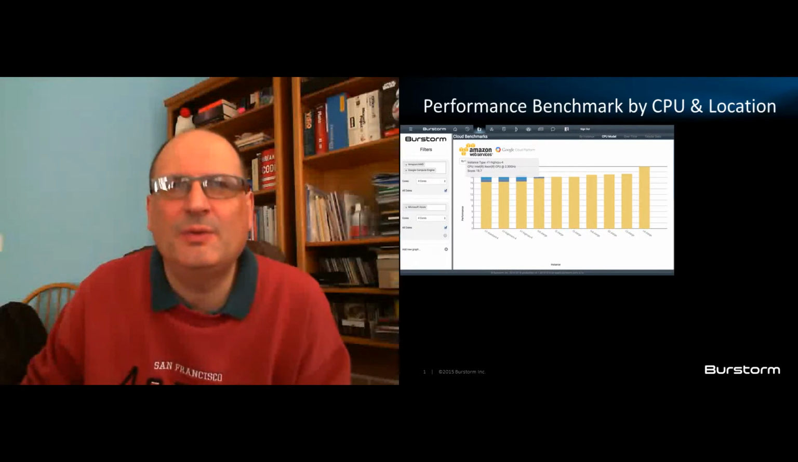Now let me give you some examples of the impact of infrastructure and location. What you're looking at here is an Amazon and a Google instance type, reported by CPU type. You can see that Amazon instances actually use the same CPU, and on the Google side, you see the little blue dip on top, which is the performance for a different CPU type.